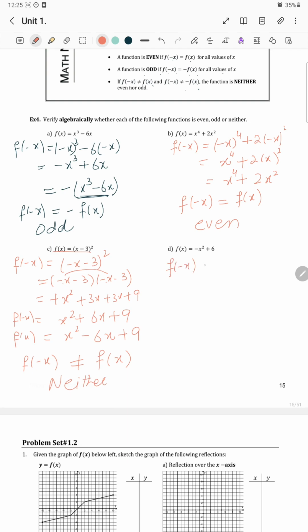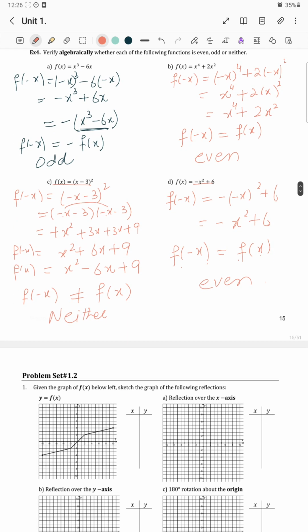F of negative of x would be equal to minus... you can see that minus x square plus 6 is the value of f of x. So f of minus x is equal to f of x. It means it is even. So we have learned how we can state if the function is even or odd using algebraic techniques and using graphical techniques.